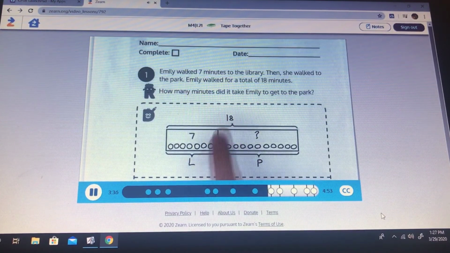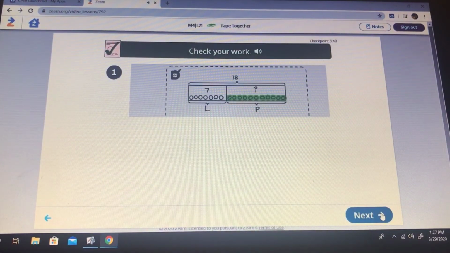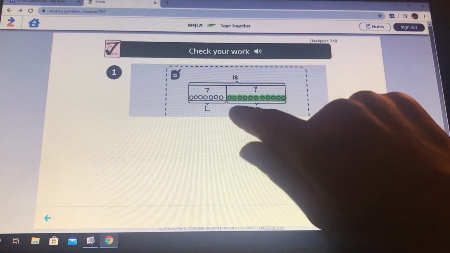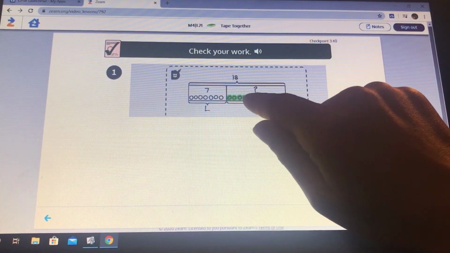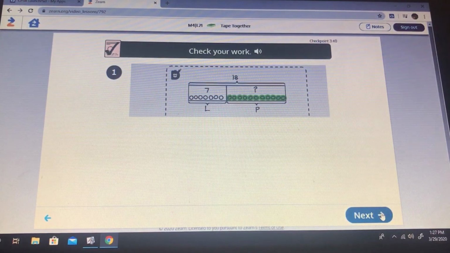Check your work. So look at the work that you just did. It should look just like this. If it doesn't look like this, then we did something wrong and we need to recheck it. So 7 here, we had to add 1, 2, 3, 4, 5, 6, 7, 8, 9, 10, 11. 11 circles. So think about it. What are we going to put here where that question mark is?